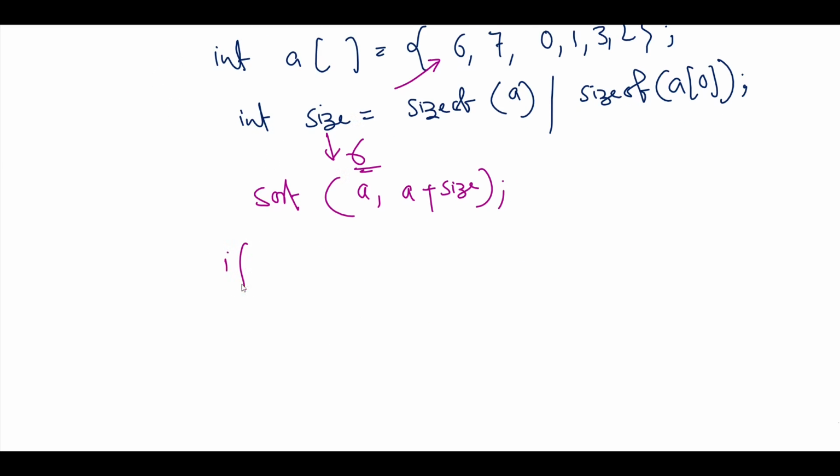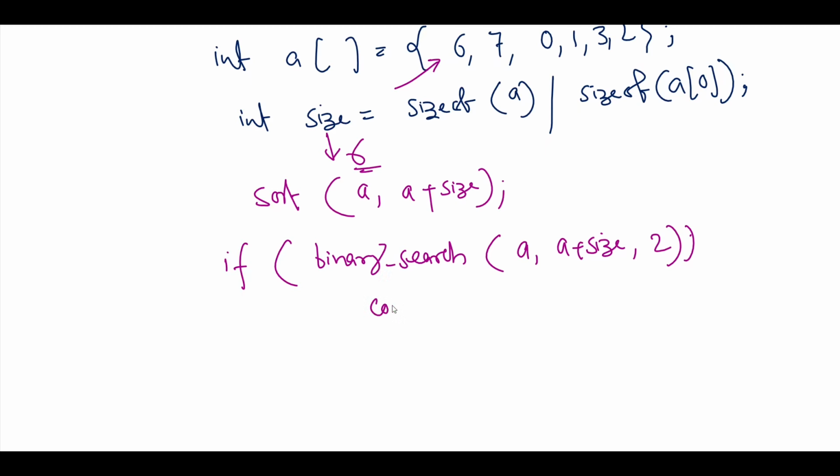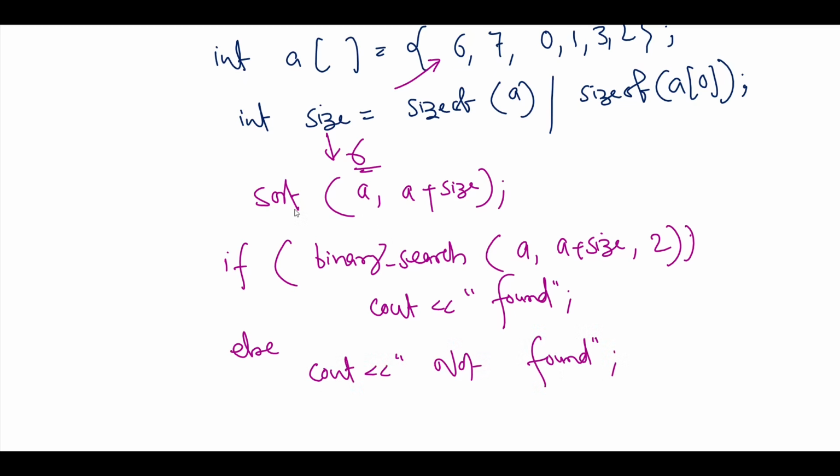Now you can use if and else conditions to check if the value is found or not. You can use the binary search function with a, a plus size, and if you want to find value 2, you can do something like this. If this value is true, it means the value is found, so you can print out found here. Otherwise you print that the value is not found, and that's it. That's how you implement binary search in STL.